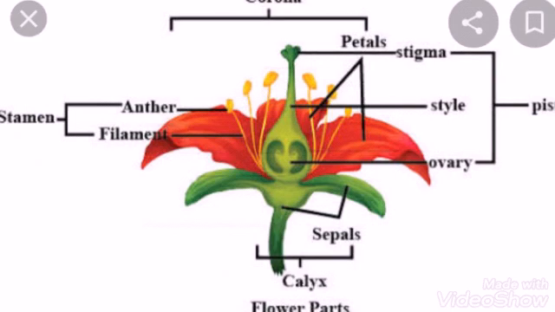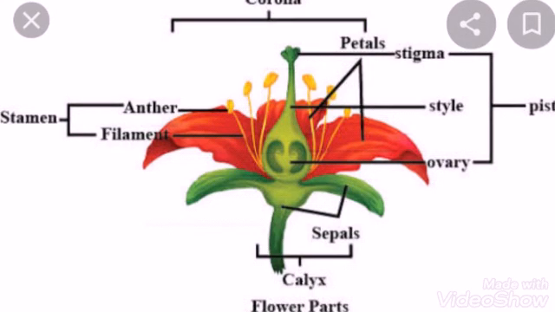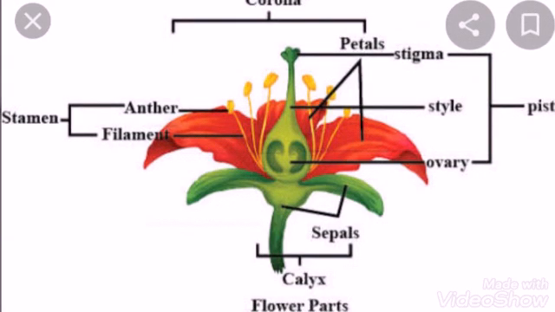Now the other name of the sepal is calyx and the other name of the petal is corolla. The female part is also called the pistil or the carpel, and the male part is called the stamen. And in the center you can see there is the ovary. Inside the ovary there are ovules.